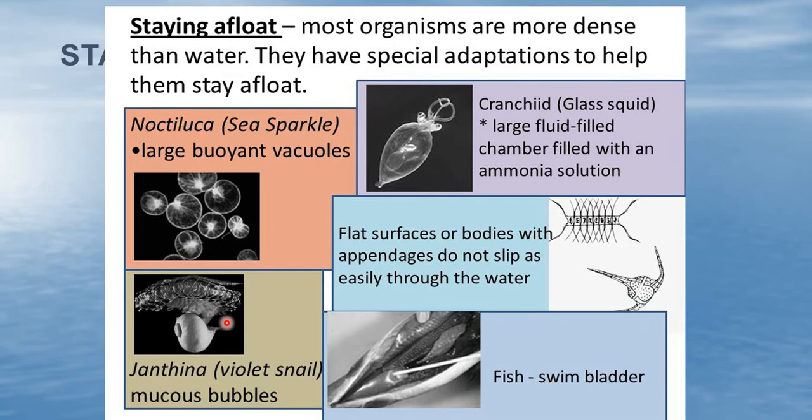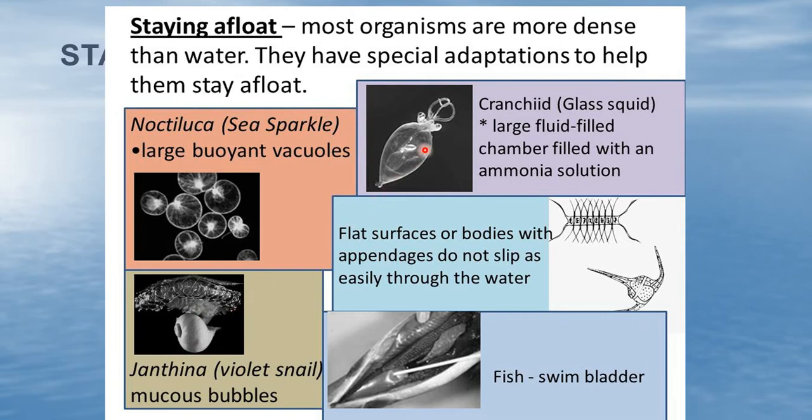Right down here, this violet snail is kind of crazy. It shoots bubbles up, and these bubbles have sort of a mucousy substance in them, what causes them to float, and the snail just hangs on. He just holds on and floats near the surface. We'll see why in a few minutes.